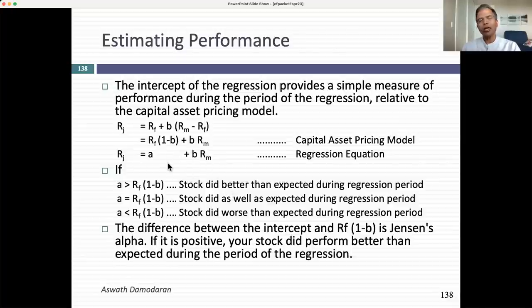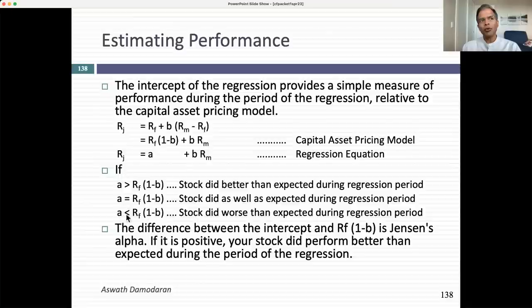Compare those two equations. If my stock did exactly as the CAPM predicted over the period, here's what I should expect to see. I should expect to see the intercept be roughly equal to the risk-free rate times (1 minus beta). If my stock did much better than expected, I should expect to see the intercept be higher than the risk-free rate times (1 minus beta). So if I ran this regression for Tesla over the last 5 years, I should get a massively positive intercept because over the last 5 years, the stock has been an incredible hit in terms of delivering returns. And if my stock has done much worse than expected, like Bed Bath and Beyond, my intercept should be much lower than the risk-free rate times (1 minus beta).